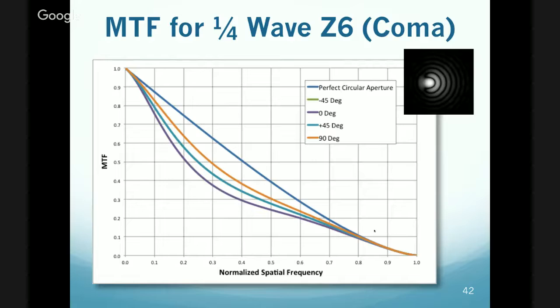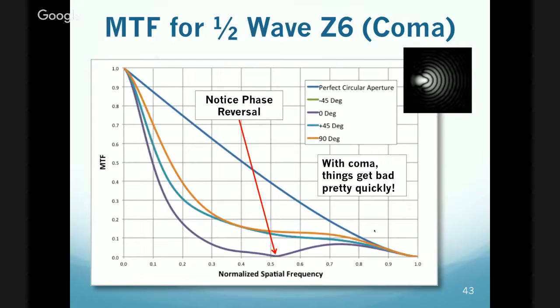for a quarter wave. And it gets more interesting when you go to a half wave because you get a phase reversal, and you can see the MTF in the 0 direction actually changes phase. So things get pretty bad with coma pretty quickly. That's why coma is a particularly bad aberration to have in your optical system.